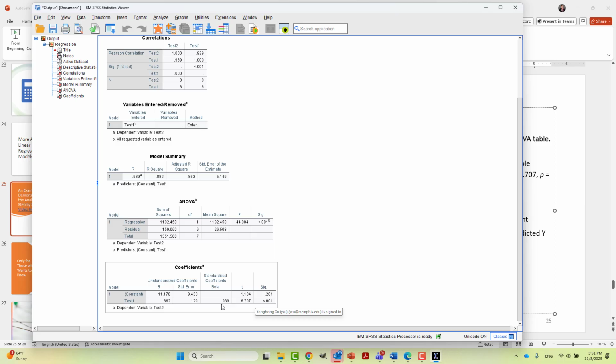You also need to check the assumptions of normality and homoscedasticity before drawing a final conclusion.